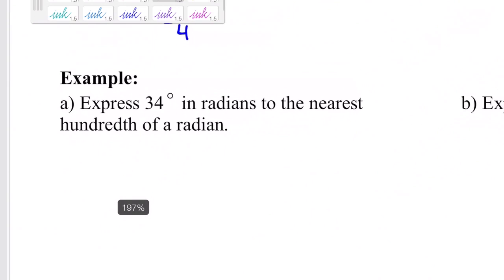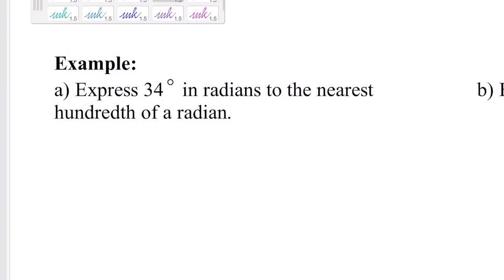All right, so this next one, we're expressing 34 degrees in radians to the nearest half of a radian. So here they're giving us a hint that we're going to be using decimals. So I've got 34 degrees, and I'm changing it to radians, so I know I want my 180 on the bottom. It would cancel out my degrees. Pi on top.